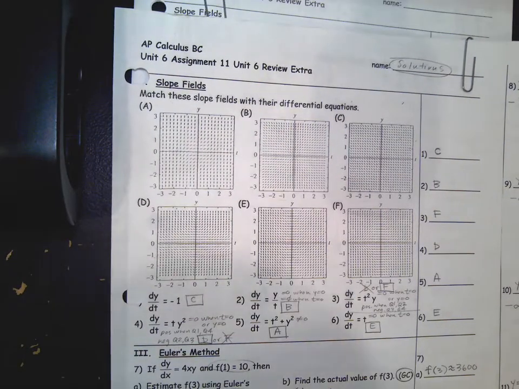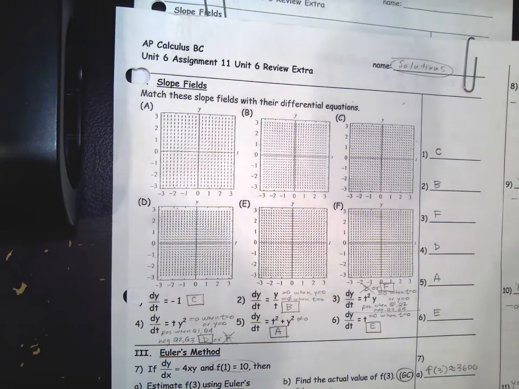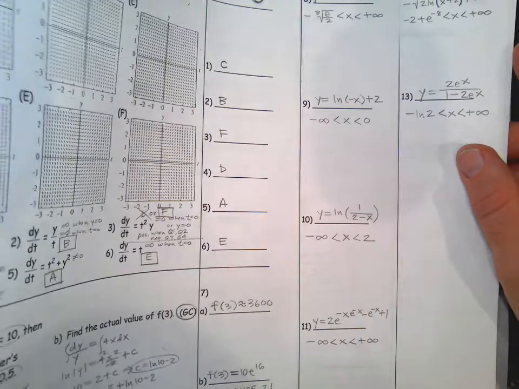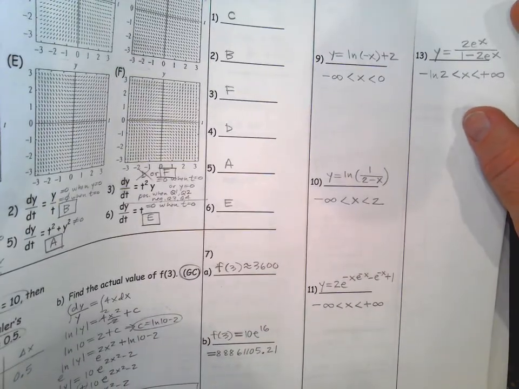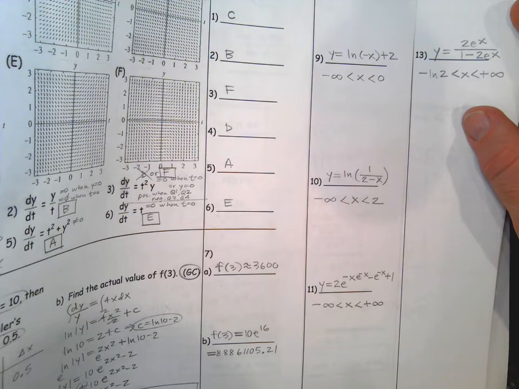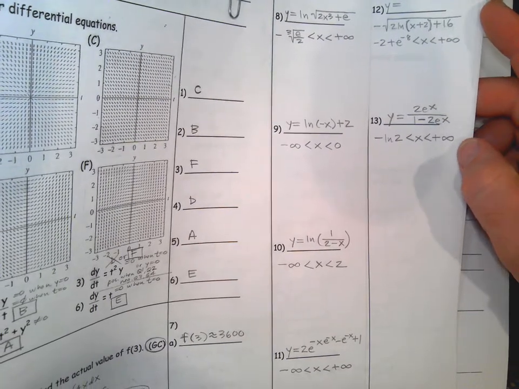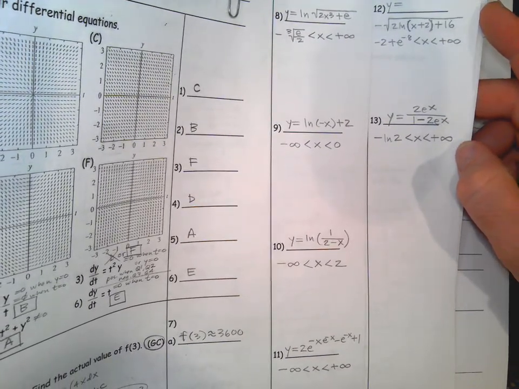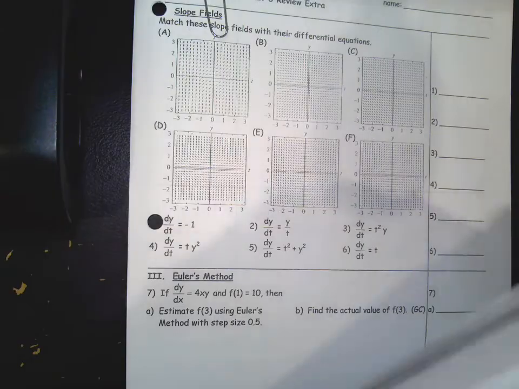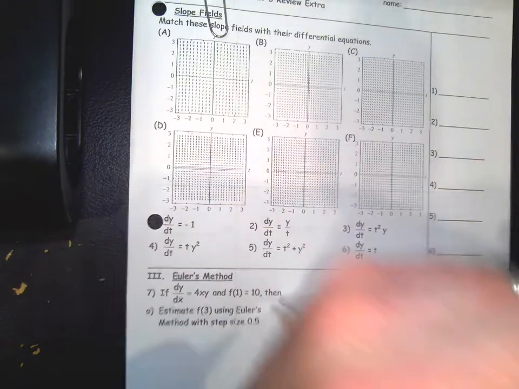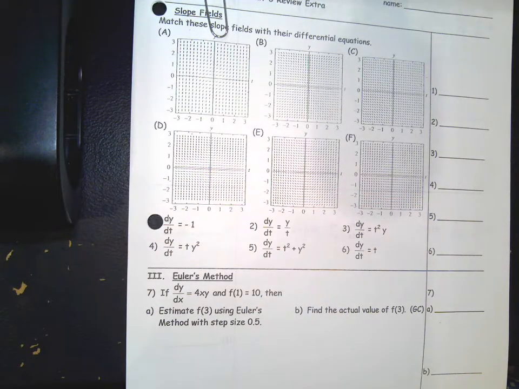AP Calculus BC, Unit 6, Day 11, Unit 6 Review, Extra Credit Review. Here are the answers if you need to check them real quick. This is the first page. Pause the video if you need to. Here are the second and third pages. Pause the video if you need to. And the last page is a full-blown free response problem, so I'll just show you guys how to do that. All right, let's try these problems out.